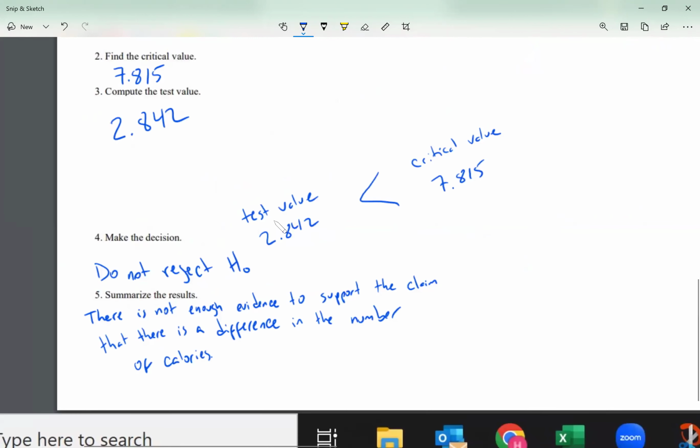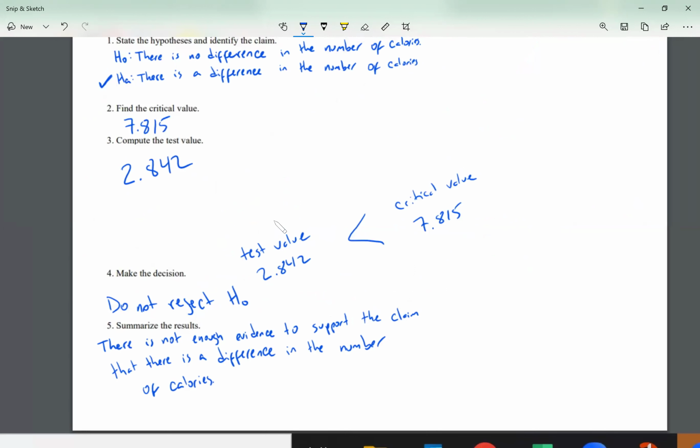Remember my alternate hypothesis. I said earlier, there is a difference in the number of calories. I did my study. My test value happened to be less than the critical value. So then I'm gonna be saying, okay, I cannot say there is a difference. So the claim cannot be accepted. So I'm not gonna be able to reject the null hypothesis. So that's why I'm saying there is not enough evidence to support my claim. My claim was that there is a difference in the number of calories. So I don't have enough evidence to support that claim. So I'm gonna have to say there is no difference in the number of calories.